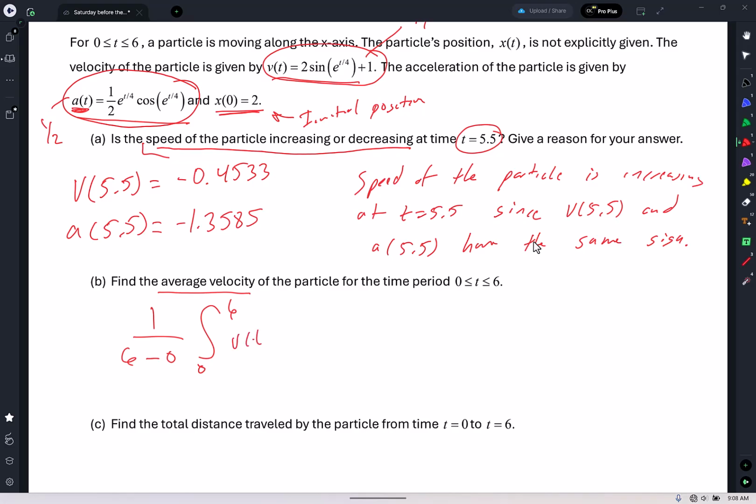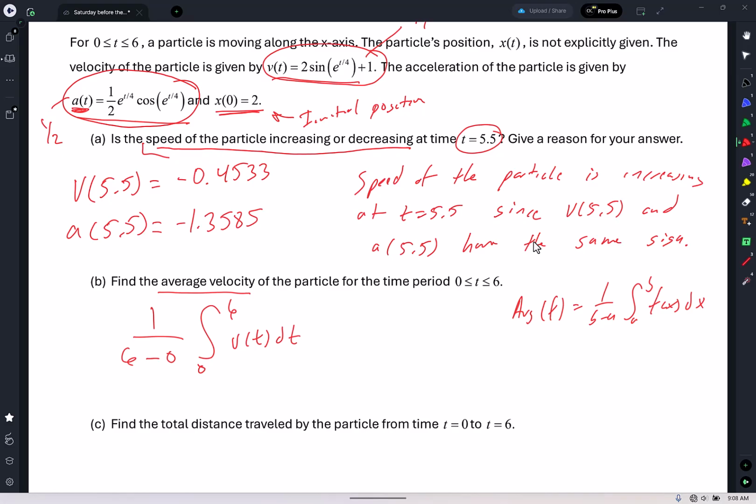Remember, the average of f is 1 over b minus a, integral from a to b of f of x dx. But isn't the integral of velocity displacement? Yes, and then I'm dividing by time. So this is displacement divided by time, and I still am going to get meters over seconds or whatever. They don't have units on this, but distance divided by time is meters per second. So there it is. This is average velocity.